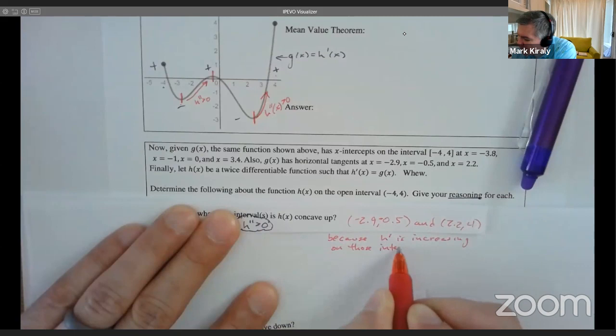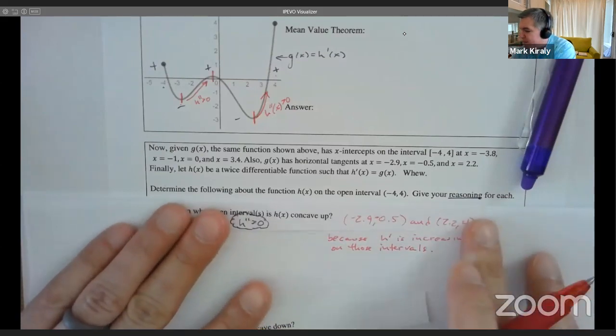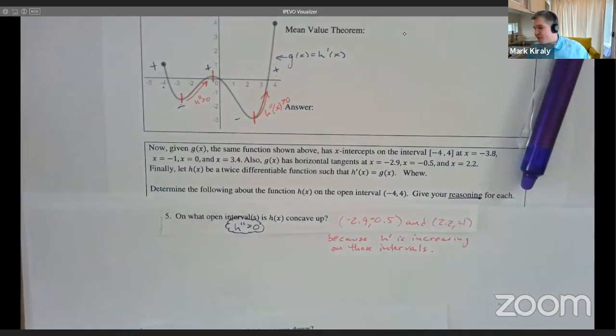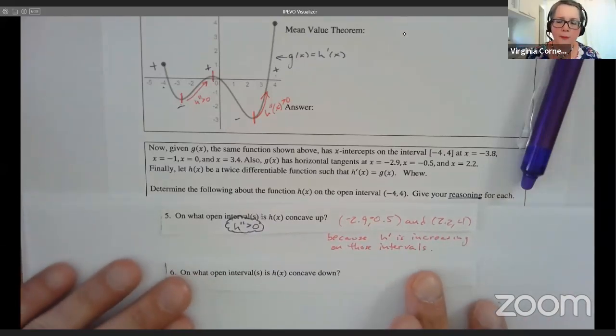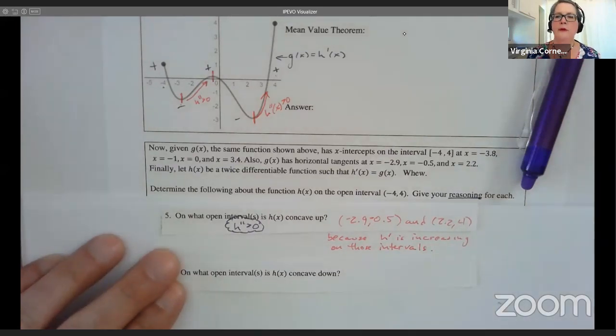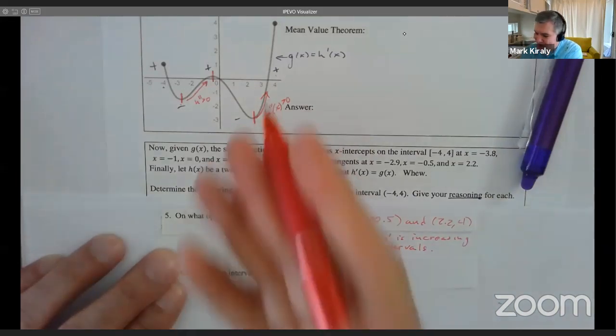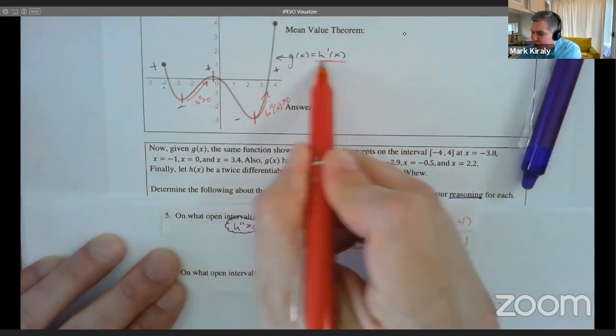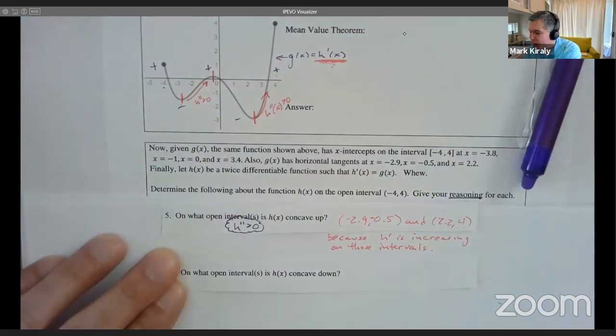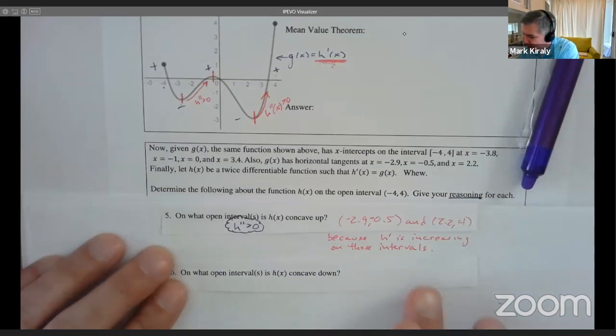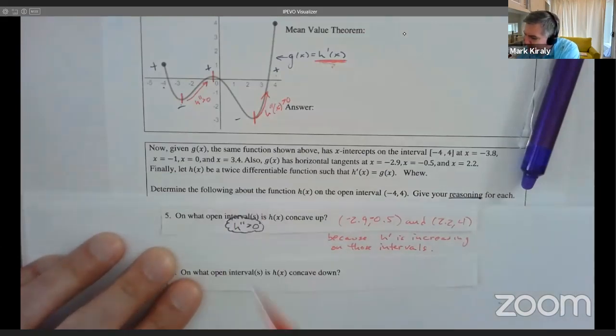I am going to avoid saying because the second derivative is positive, because if I say that, I have to give reasoning for how I know that. You'd have to talk about it a whole lot more than just making a statement. My justification for h double prime being positive is because h prime is increasing. That's the information I've been given, and we've been given h prime. If I'd been given it algebraically, then I would just find the second derivative and use that. So where are we concave down?